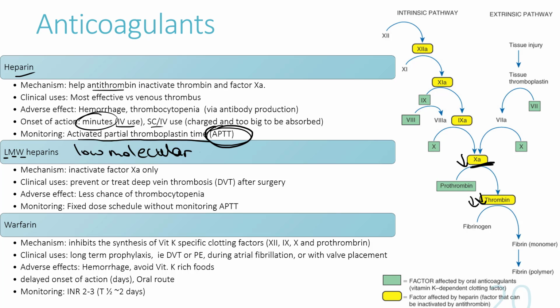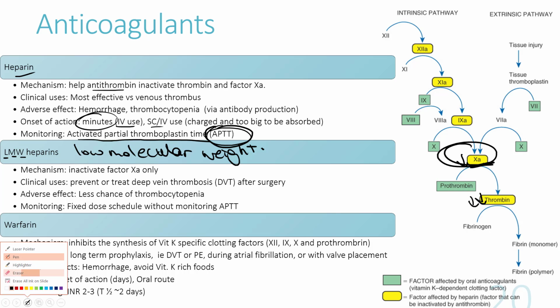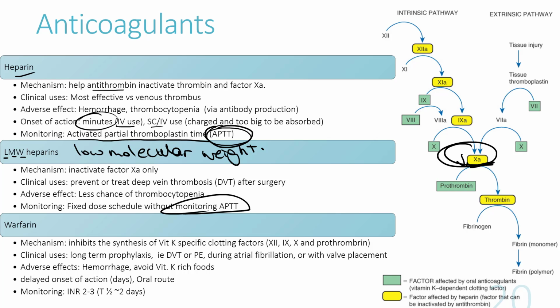And the difference between normal heparin and low molecular weight heparin is this. Low molecular weight heparin only inactivates factor 10A, right? So it has no effect directly on thrombin itself. So that's one thing. And the other thing is that you don't have to monitor APTT, so it basically saves on resources in that way, right?